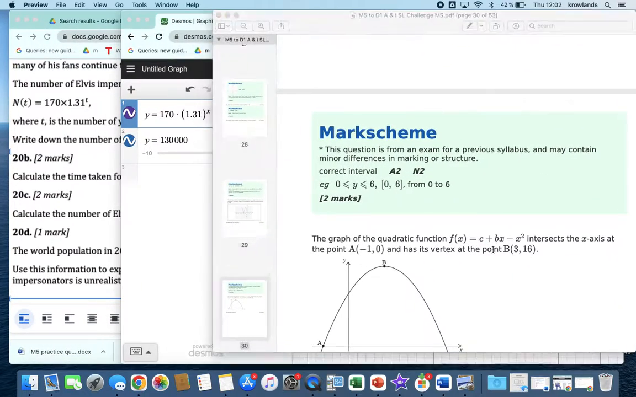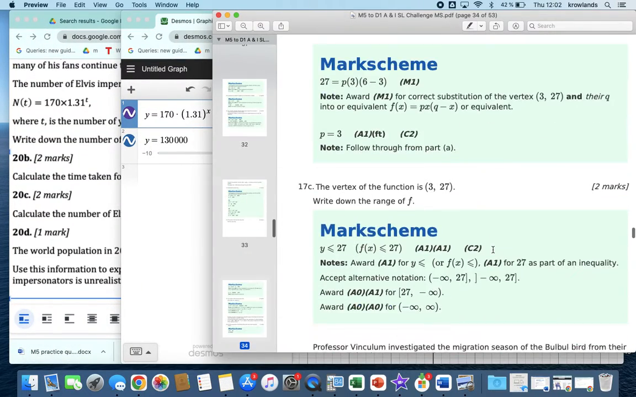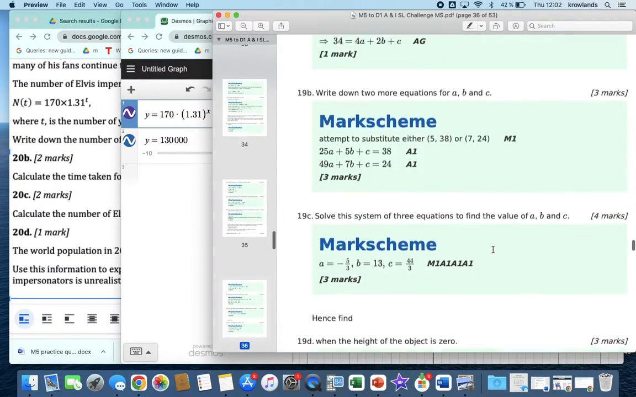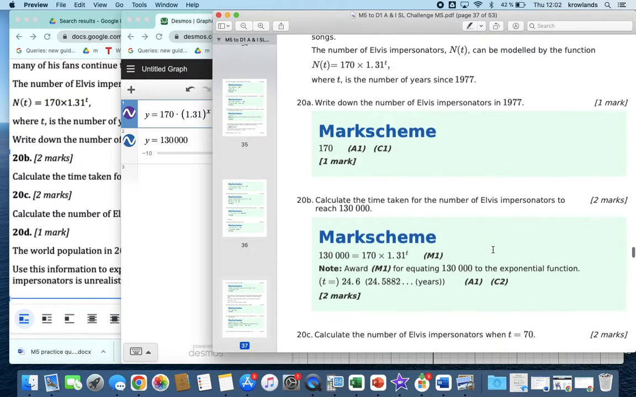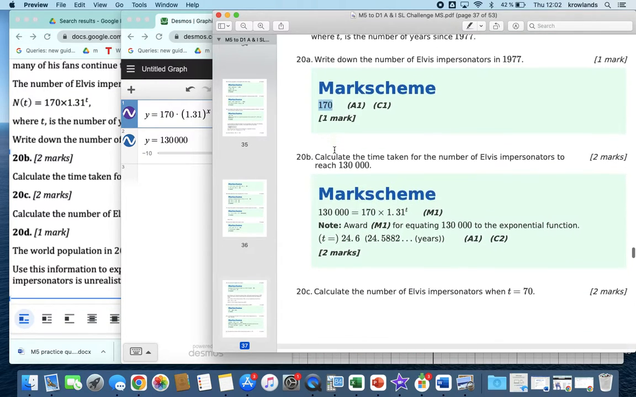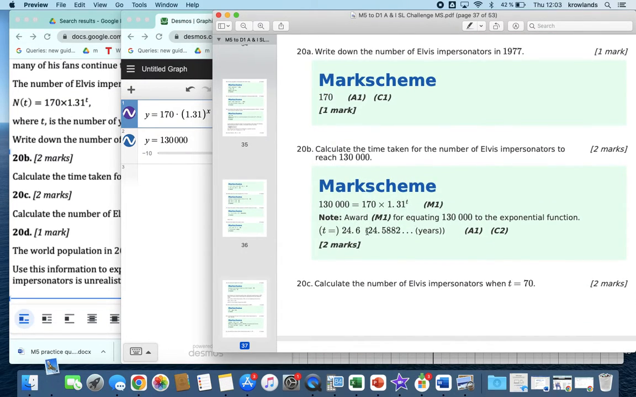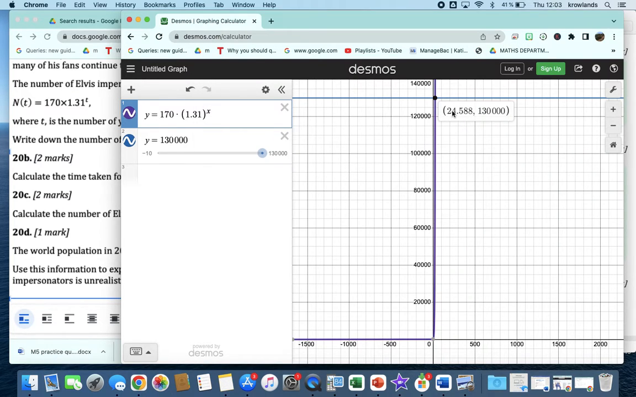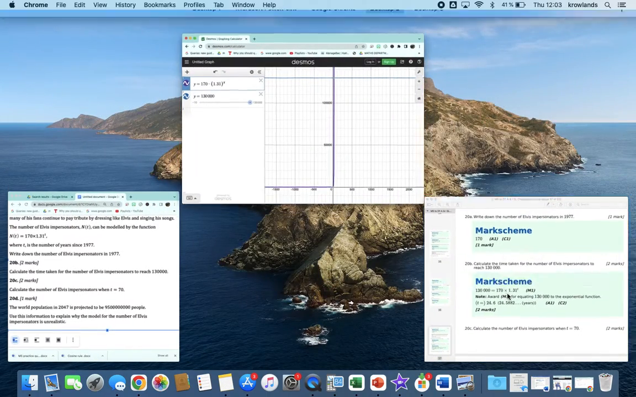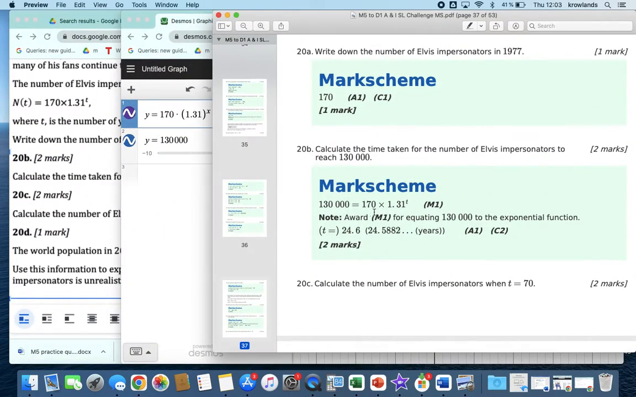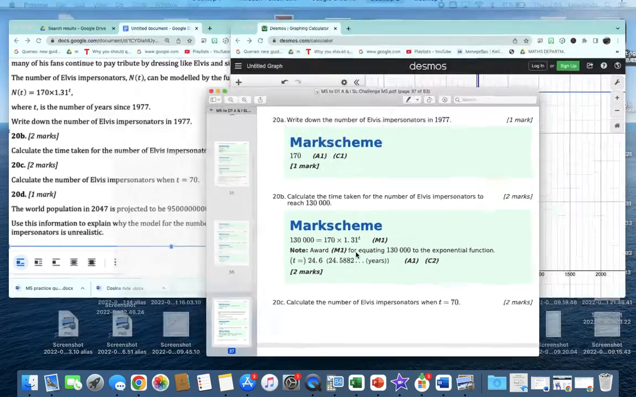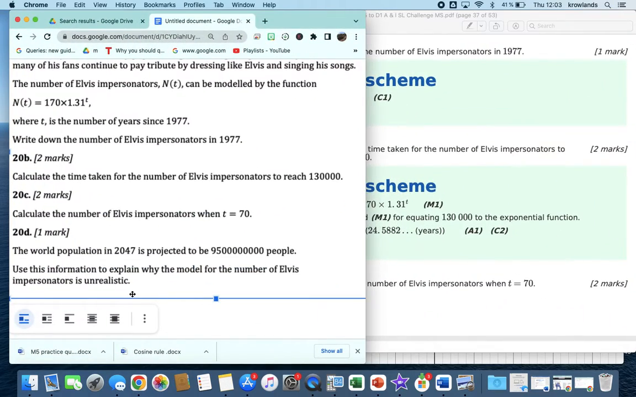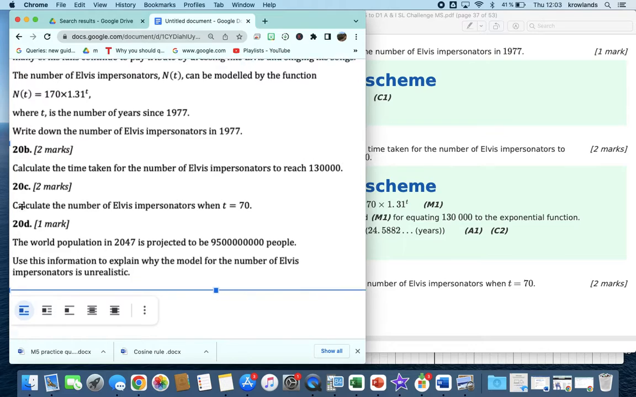Elvis impersonators. And if we have a look at the answer to question 20, let's double check our first two answers. 20A, we did have 170, and you can see that the answer here is going to be 24.6 years, and you can see this here, 24.588. There are other ways you can do this, such as using logs, but this is the easiest way to do it in M5. Have a look at part C now.